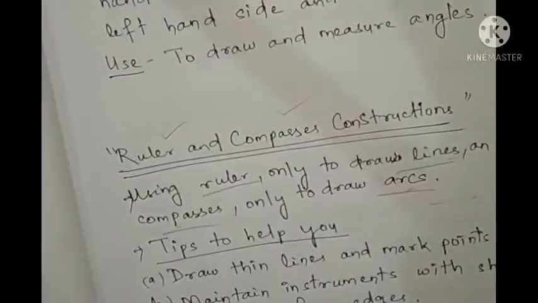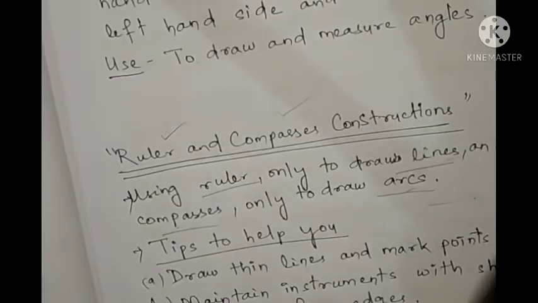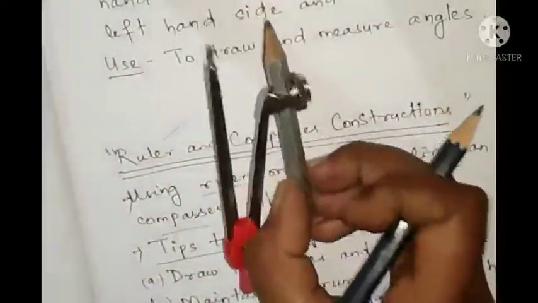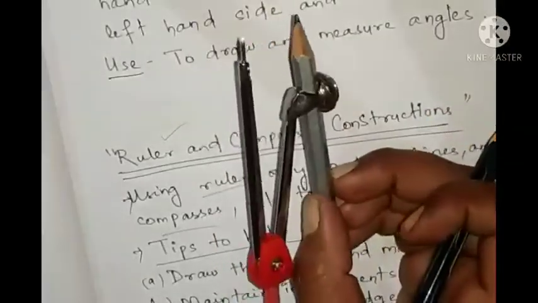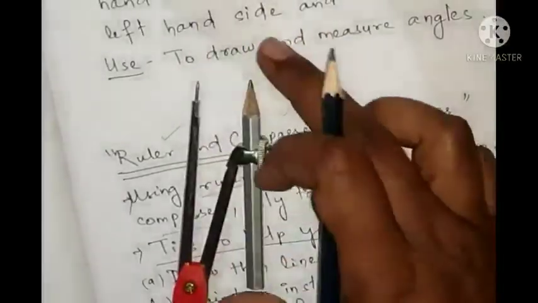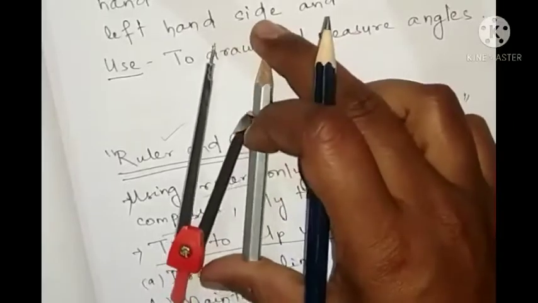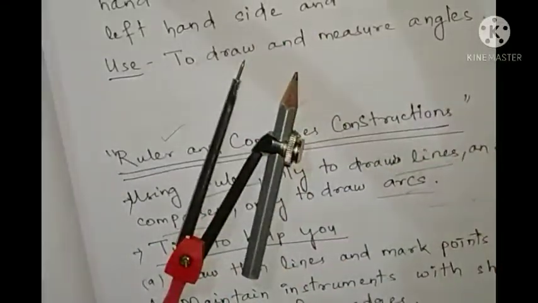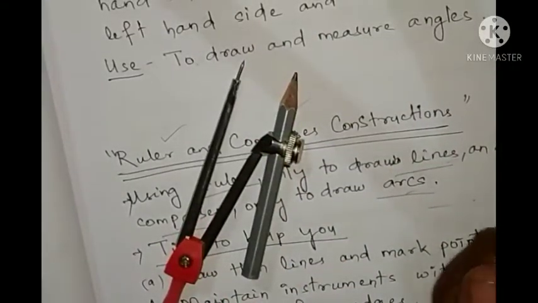Okay, then have two pencils in the box. Because one is used for the compass, and this will be a small pencil. Then one will be used for drawing lines.